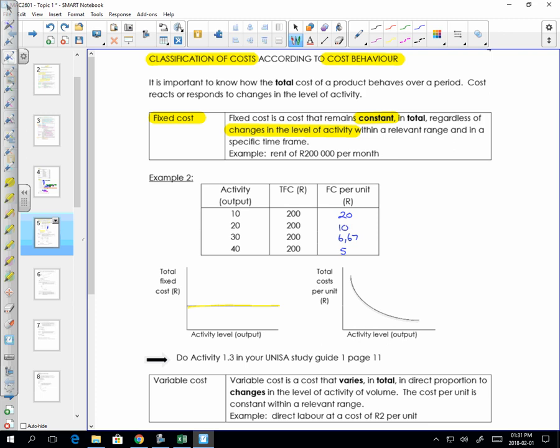So the cost per student will come down the more students you have. However, the cost itself is fixed. So the cost per student will go down and down and down. It'll never reach zero though, hey? You got the idea? And it's not a straight line either.